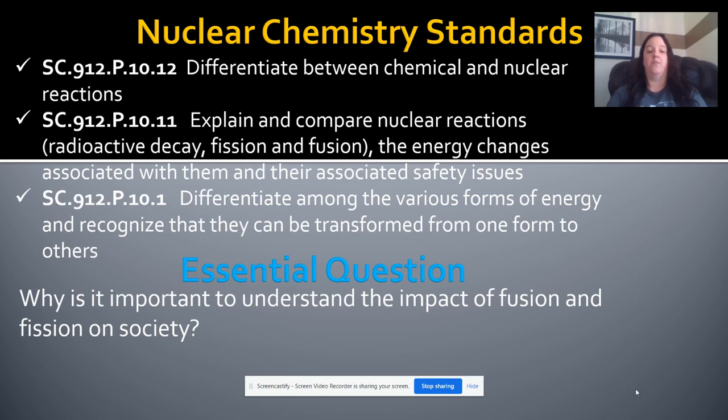And we're going to differentiate among the various forms of energy and recognize they can be transformed from one form into another. The essential question: why is it important to understand the impacts of fusion and fission?